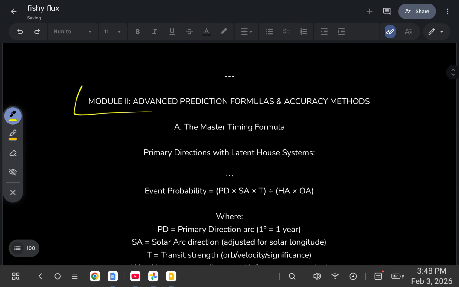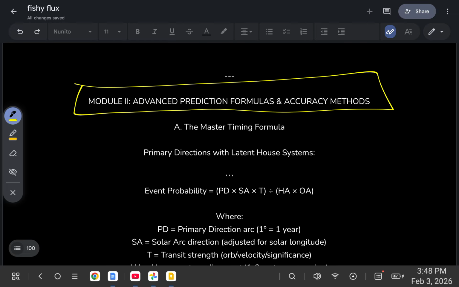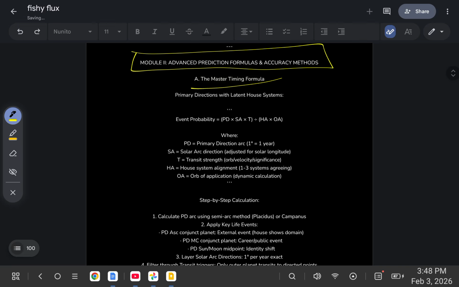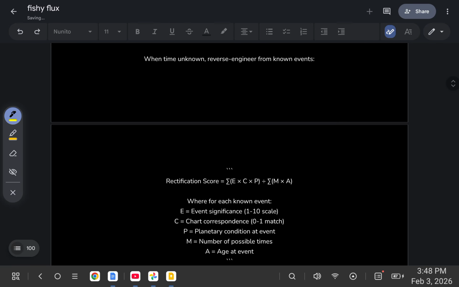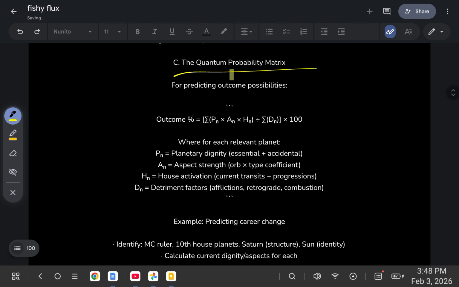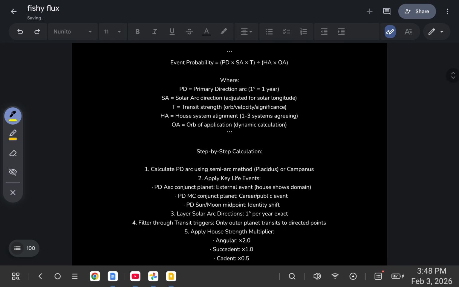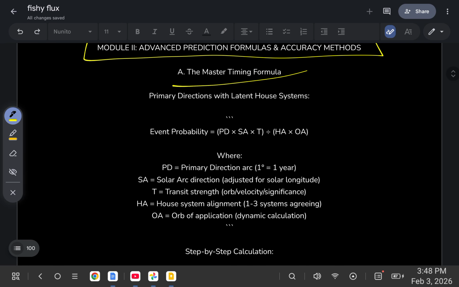All right, our second module is going over advanced prediction formulas and accuracy methods. And how we're going to do that is with our master timing formula, our event rectification algorithm, our quantum probability matrix. So let's get started. And I know this is going to seem confusing, but I'm going to break it all down for you. Again, this is why my channel is based around advanced astrology and teaching that.